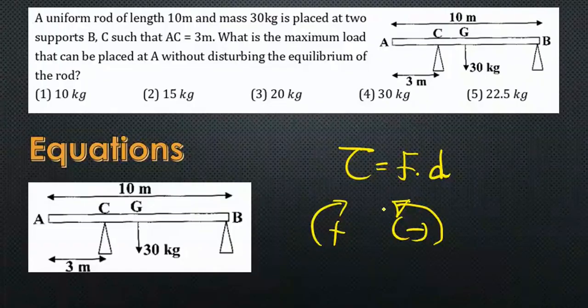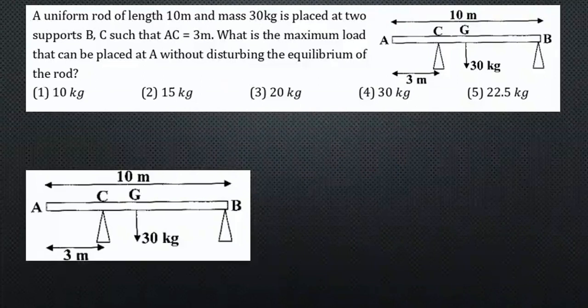Alright, let's get into the equations. We need only one equation for this question, the equation we use for torque. Torque equals F into D. For equilibrium, the clockwise torque has to be equal to the anti-clockwise torque over C.